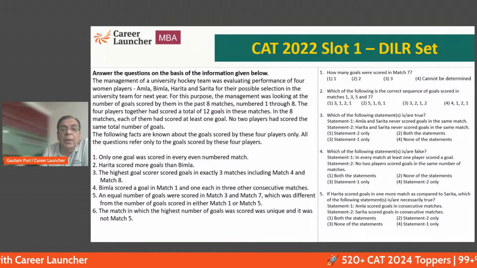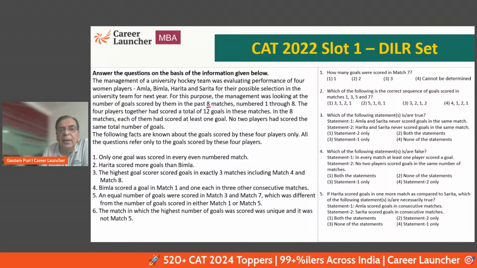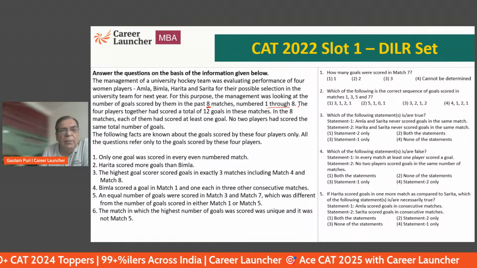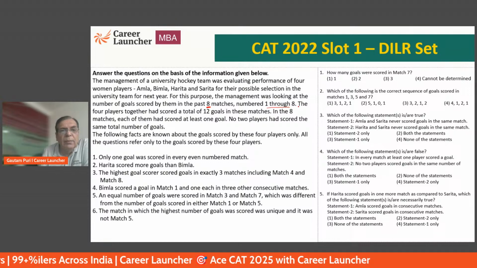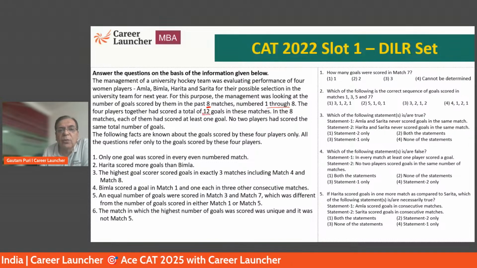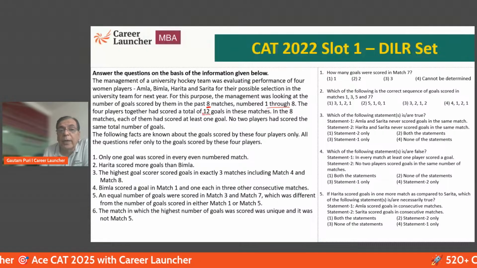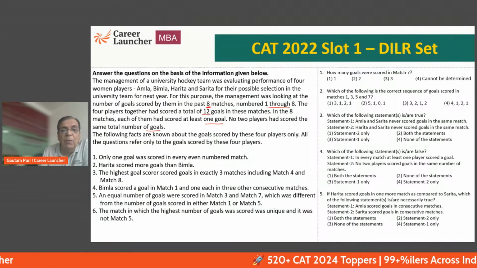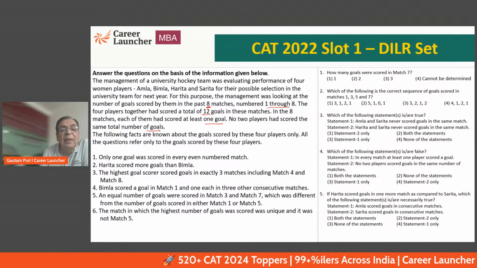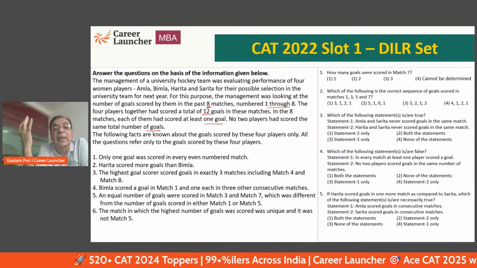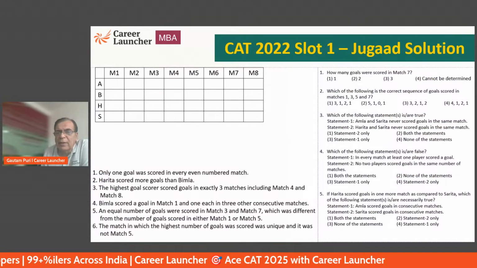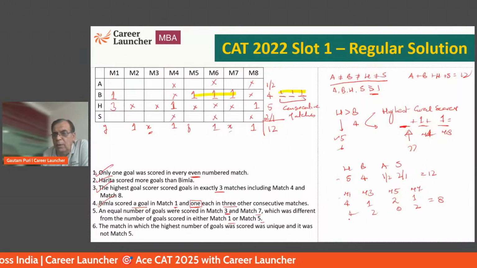The 4 players scored 12 goals. So in the 8 matches, 12 goals have been scored. A, B, H, S each has scored at least 1 goal, and none of them have the same number of goals. But it does not say anything about a particular match, so it is possible that the number of goals in a match will be 0. So that is a possibility. Let's just hold on here. So that is also possible.